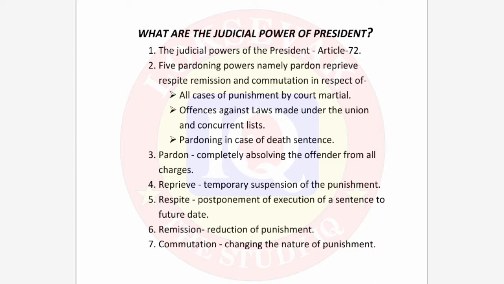What are the judicial powers of the President? There are judicial powers given by the Constitution to the President. First, the President appoints the judges of the Supreme Court and High Court. This is the executive power of the President. And then the President enjoys under Article 72 5 pardoning powers, namely pardon, reprieve, respite, remission and commutation.